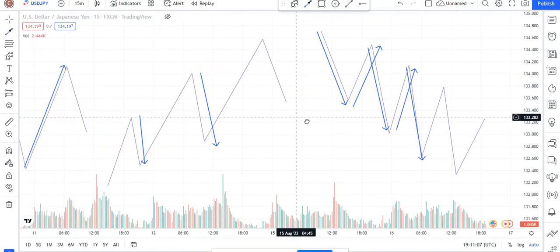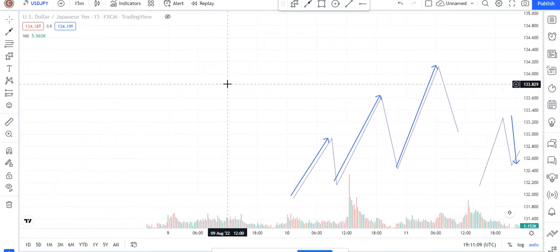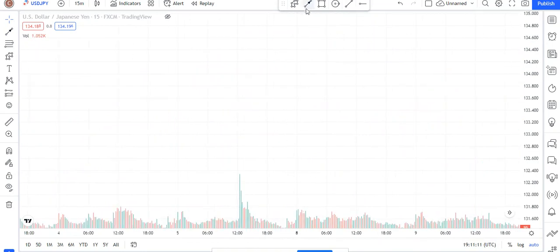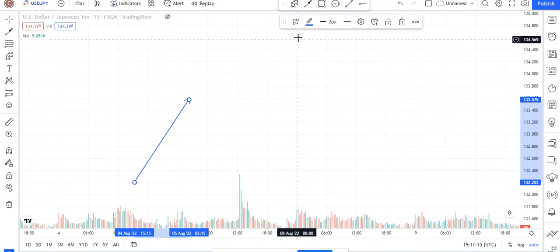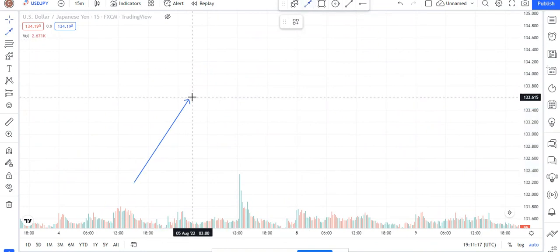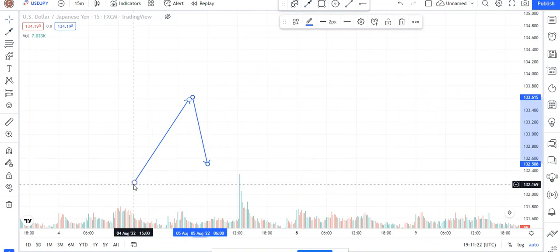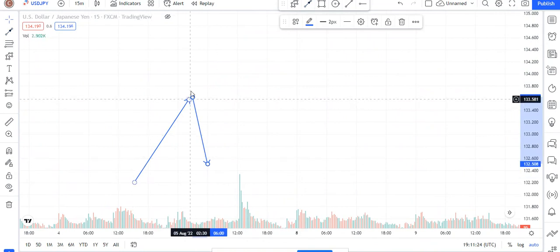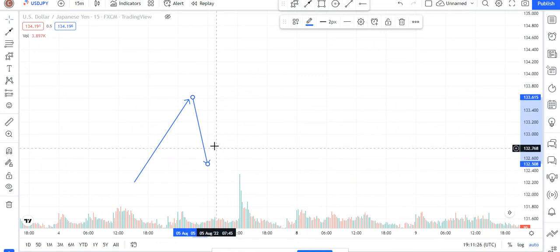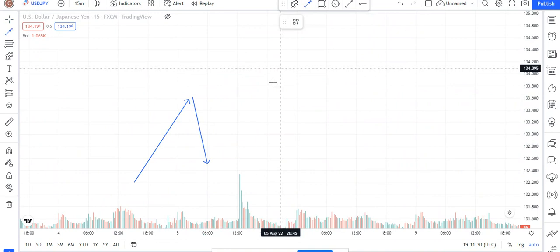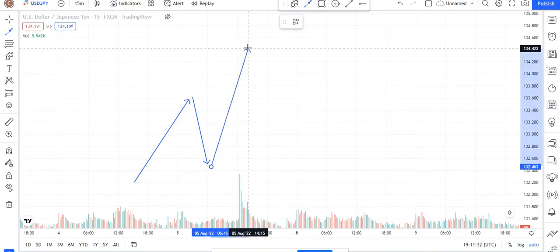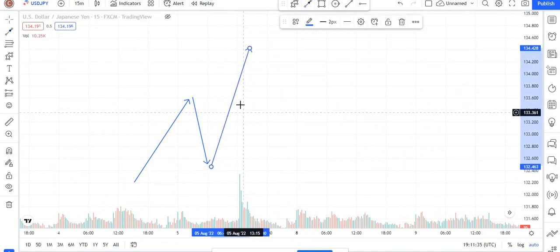Okay. So a range is basically made up of an impulse leg and a corrective leg. So once we've had an impulse leg, then the correction should start. Once that correction is over, we would have another impulse leg, and this new impulse leg will form a new range.